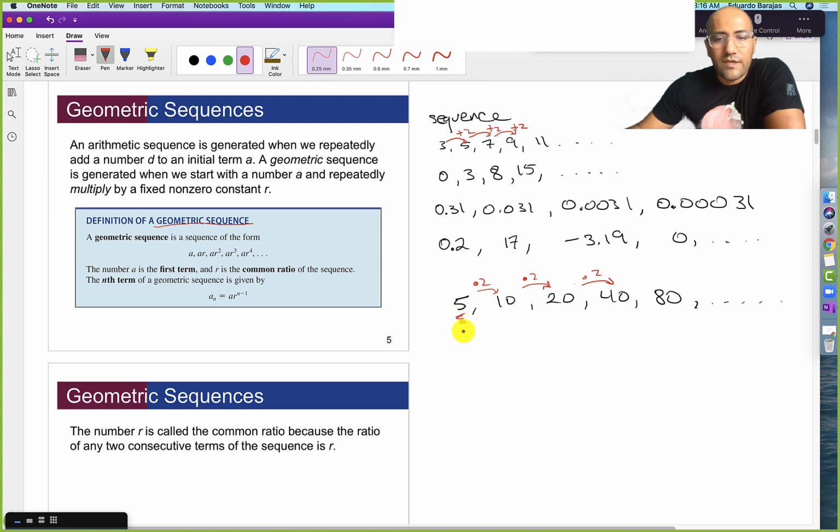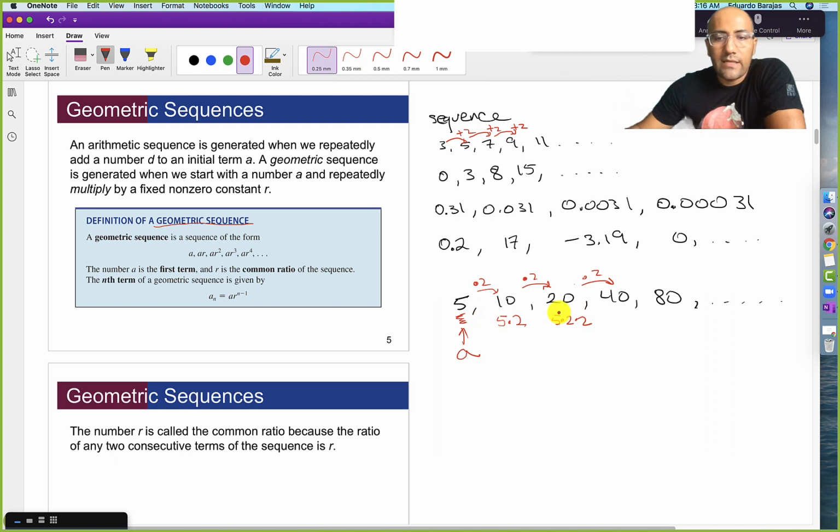So we have some common starting value, which we call A, and then to get to the next one, we multiply by the 2. This 10 can be rewritten as 5 times 2. Then to get to the next one, we multiply by another 2. So it's 5 times 2 times another 2, because 10 times 2 gets to 20.